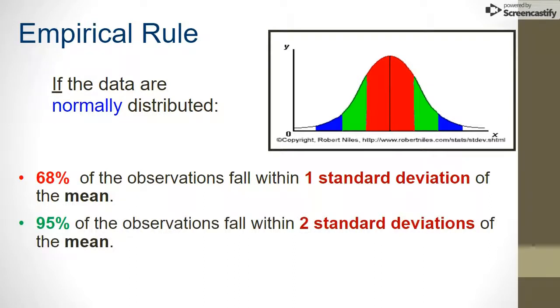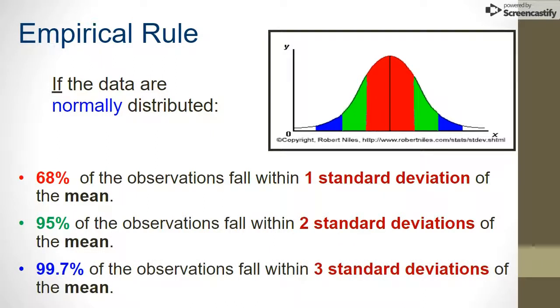95% should fall within 2 standard deviations of the mean, and 99.7% should fall within 3 standard deviations of the mean. This is referred to as the empirical rule. Of course, with small samples or populations, these percentages may not hold exactly true because the number of values will not allow divisions to this precision.